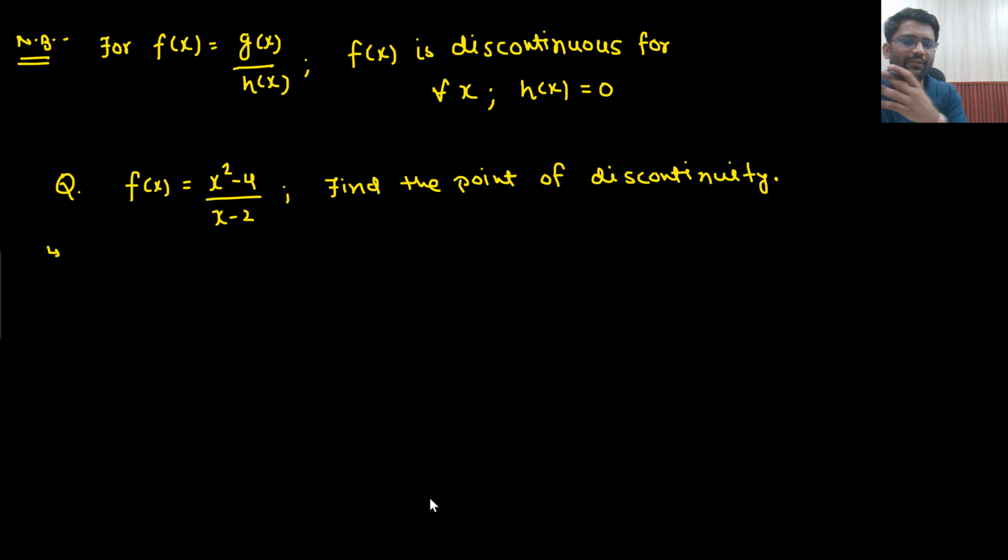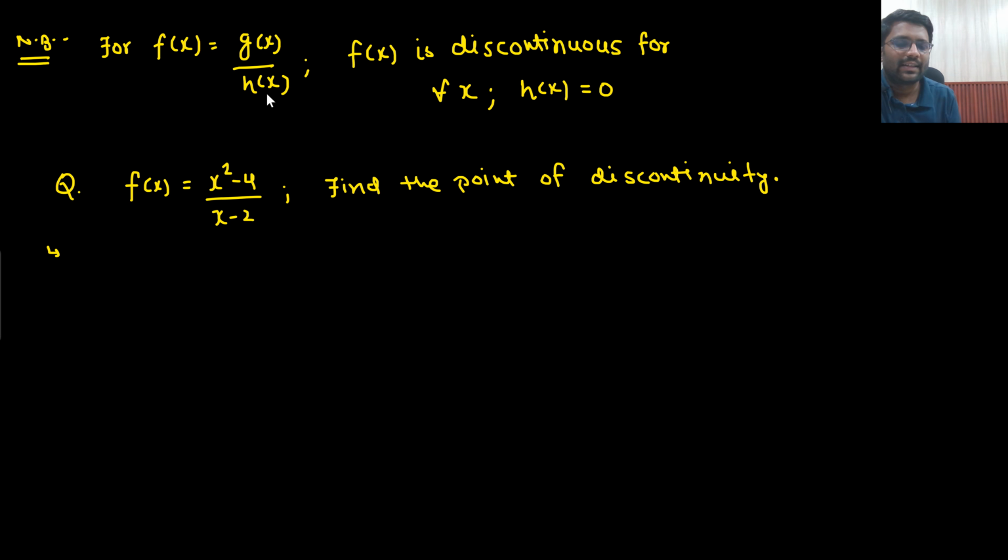What this question is saying, a very simple concept is there. If f(x) is equal to g(x) by h(x), then f(x) will be discontinuous for all the values such that h(x) is equal to 0. Is that clear to you? If h(x) is becoming 0, then the graph will be discontinuous. Understandable?